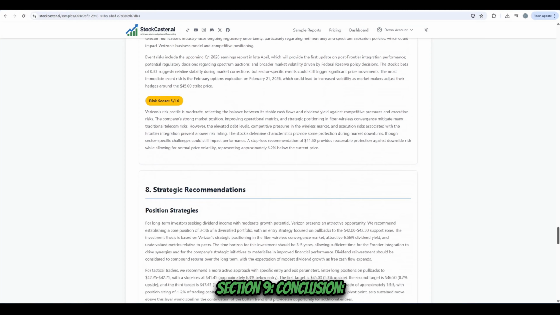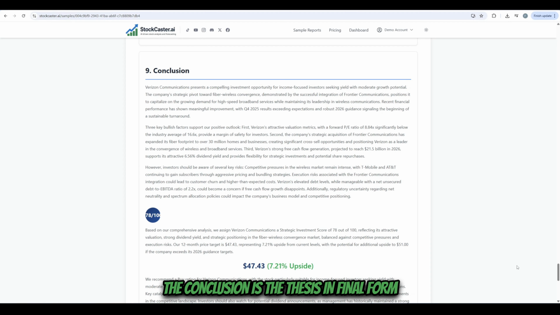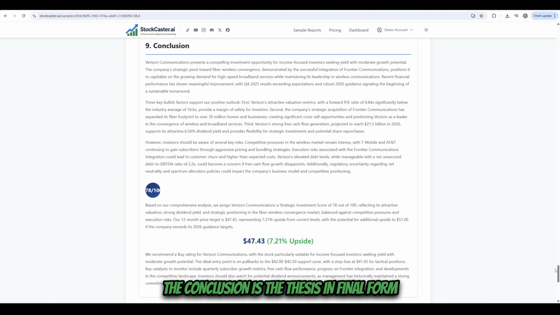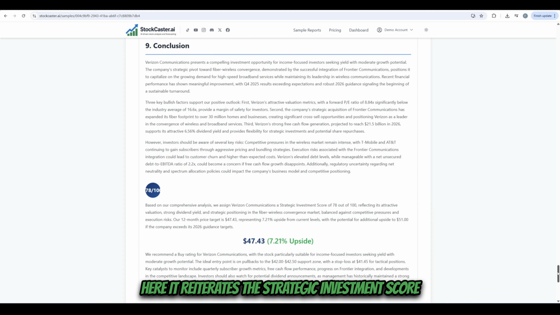Section 9. Conclusion. How to use the report in real life. The conclusion is the thesis in final form. What's attractive, what the risks are, and the target. Here it reiterates the strategic investment score of 78 out of 100 and the 12-month target of $47.